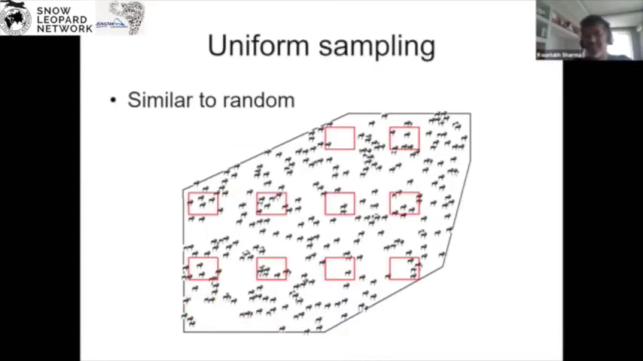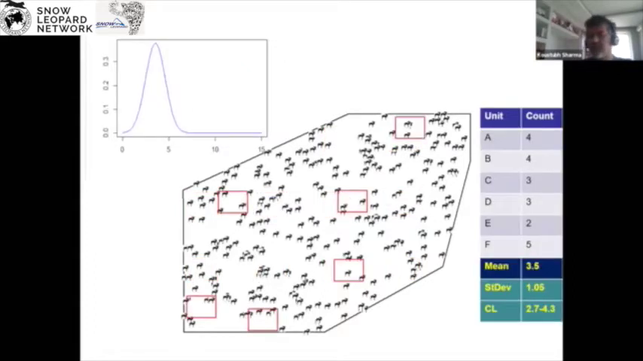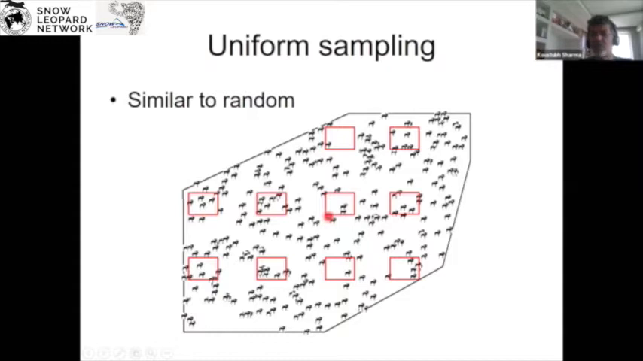Now, instead of randomly placing your sampling units like we are doing here, we can also put uniformly spaced grids. The good thing about wildlife populations is that their movements and their distribution is often random or along a certain gradient. So if you are able to put your sampling in a uniform grid, it is almost as good as random.